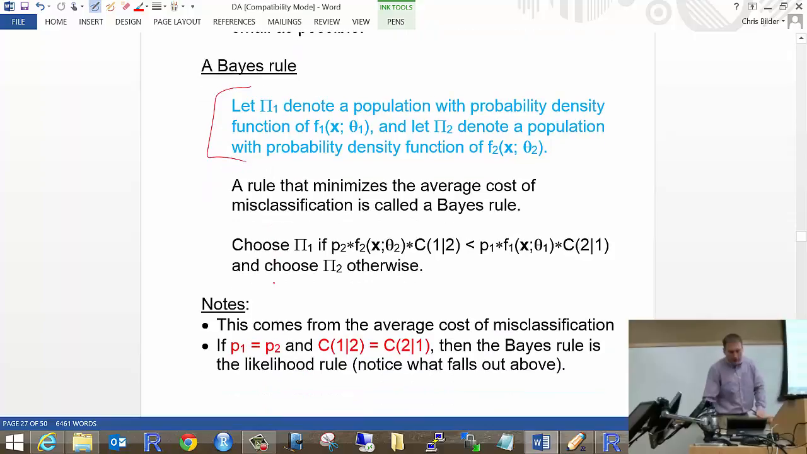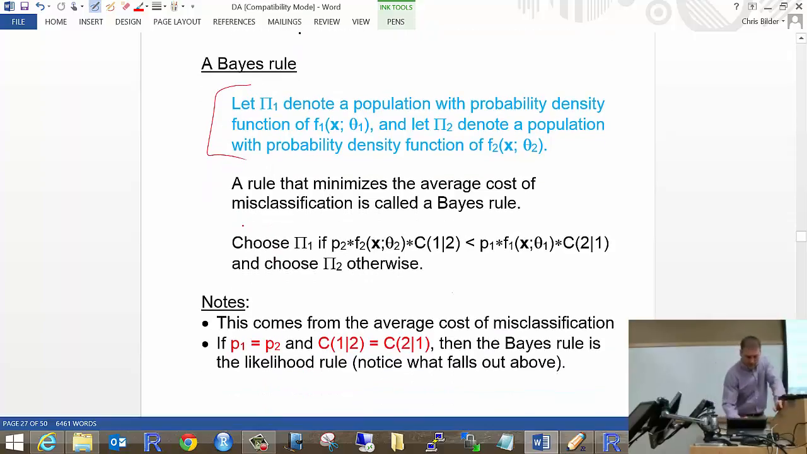Okay, so this is the rule. I'm not going to get into why. I'll give you some intuitive explanation for why this is a rule. But again, for those of you who've had an 883 course, this is in Casella and Berger, how to come up with a Bayes rule, how to minimize that average cost of misclassification in our case. This is directly from there.